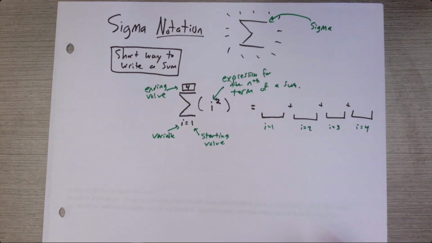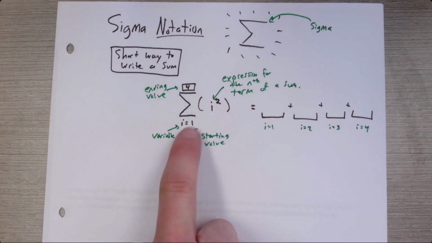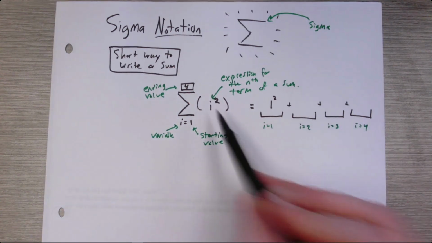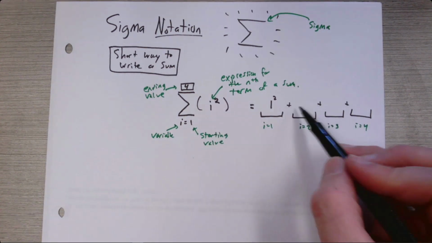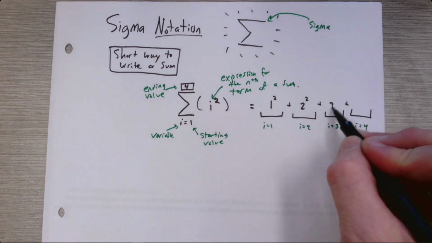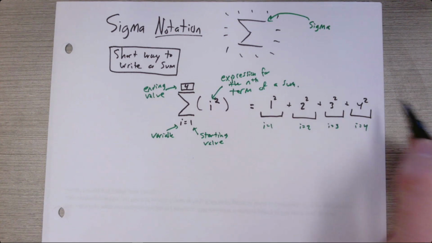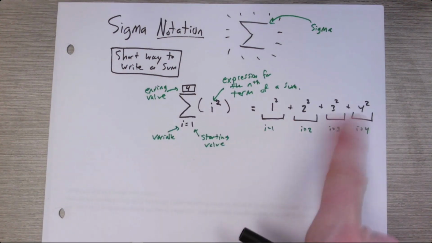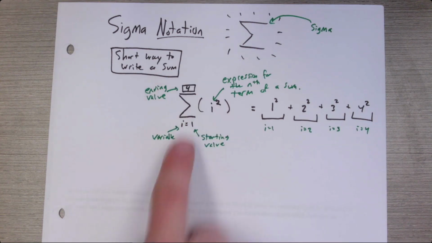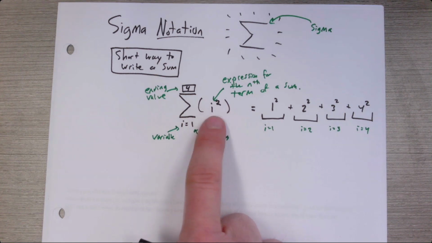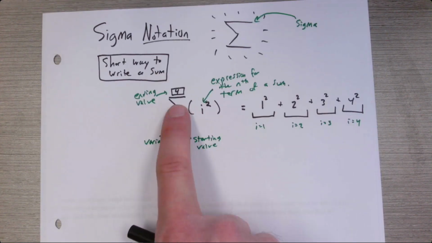And so now I ask myself, what is i squared when i equals 1? And it's 1 squared. And then what is i squared when i equals 2? And it's 2 squared. And then what is i squared when i equals 3? And it's 3 squared. And then 4 squared. So instead of writing 1 squared plus 2 squared plus 3 squared plus 4 squared, this notation means the same thing. And it's saying we're going to add up a bunch of these expressions for values of i that go from 1 up to 4.